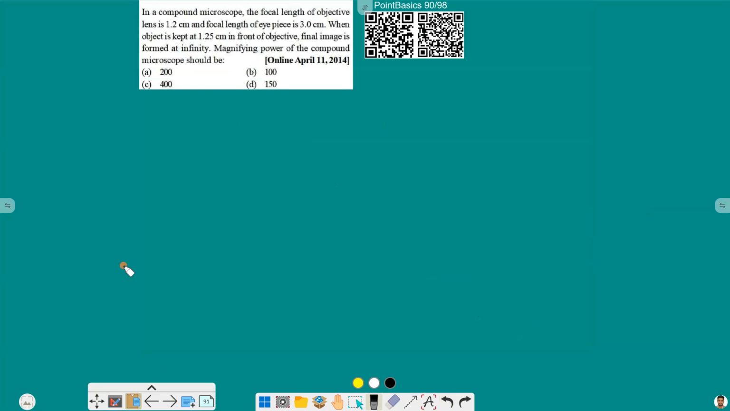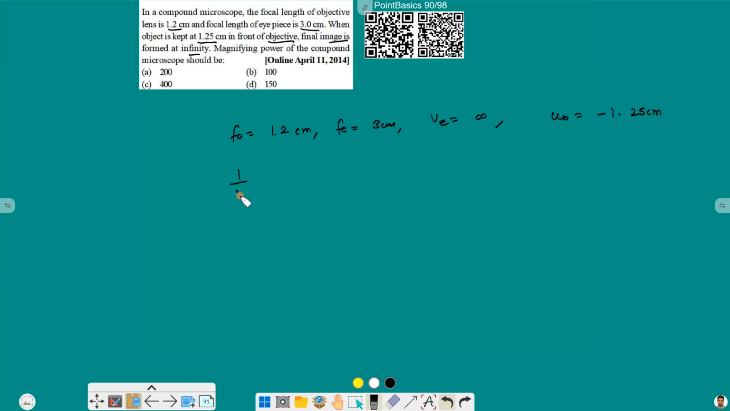Now for the next one, we have a compound microscope with focal length of the objective lens 1.2 centimeter and focal length of the eyepiece 3 centimeter. When an object is kept at 1.25 centimeter from the objective, the final image is formed at infinity. The magnifying power of the compound microscope is? So here we have f of O is 1.2 centimeter, f of E is 3 centimeter, V of E, the final image of the eyepiece, at infinity, and U of O will be negative 1.25 centimeter.